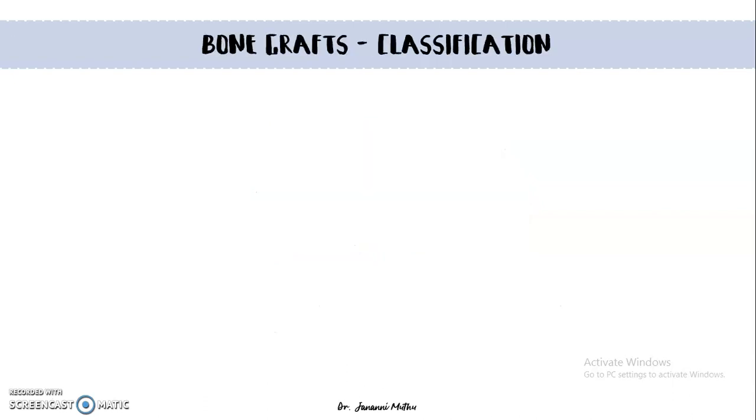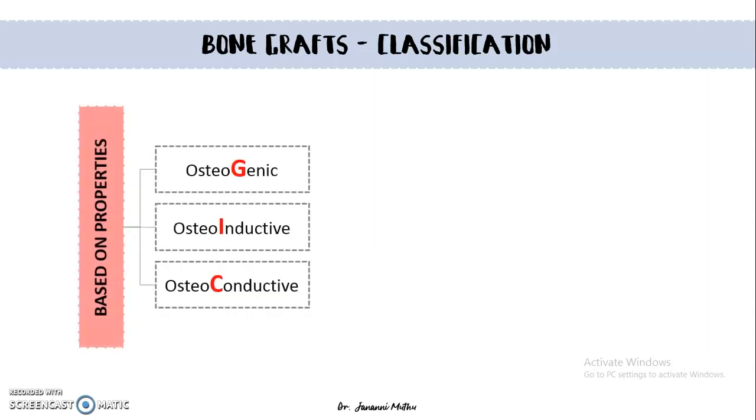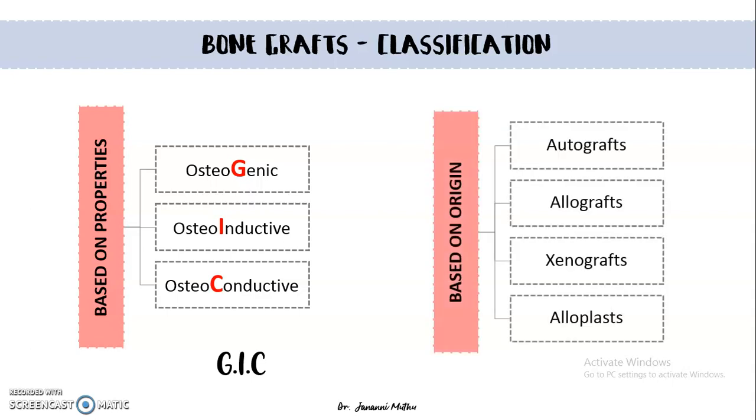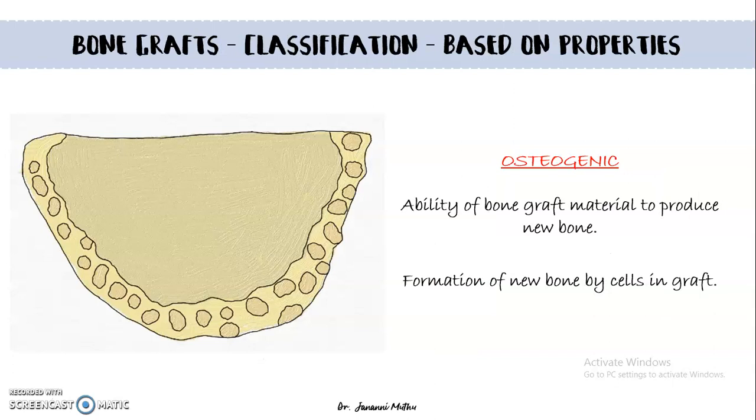Moving on to the classification of bone grafts, they are classified based on two categories: based on the properties and based on the source. Based on properties, they are classified into three types: osteogenic, osteoinductive and osteoconductive. You can remember the mnemonic GIC. Based on the source, they are classified into autografts, allografts, xenografts and alloplasts. Now let us look at each in little detail.